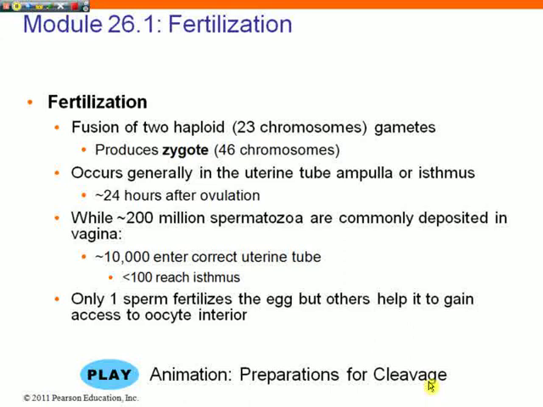Talk about being one of a kind. 200 million spermatozoa are commonly deposited in the vagina at intercourse. Of that 200 million, about 10,000 will enter the correct uterine tube. In other words, the tube where the egg is. Of that 10,000, less than 100 will reach the isthmus of the tube. And yes, only one sperm fertilizes the egg, but it requires the help of many others to help it gain access.